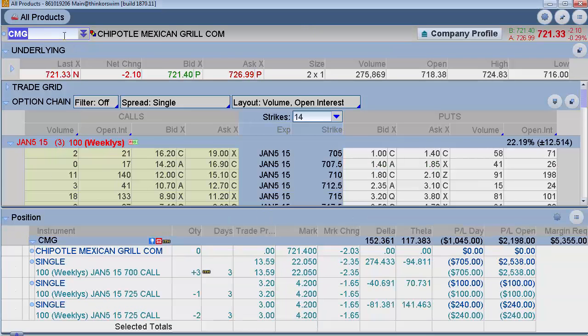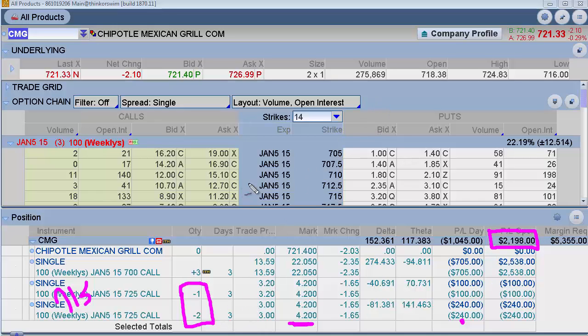What about CMG? Well, CMG we did as a diagonal last week, okay? So we sold the 715 call last week and we collected all that profit. This week, sold the 725 today when it was down a little bit, so you can see that this one's kind of down now. We still got an open profit of $2,000, okay? And by adding this on, we've reduced our overall exposure.